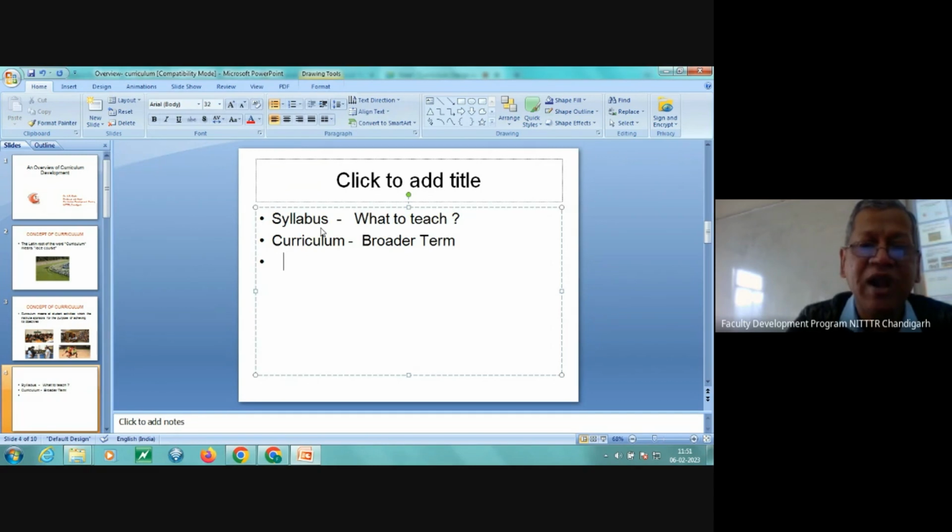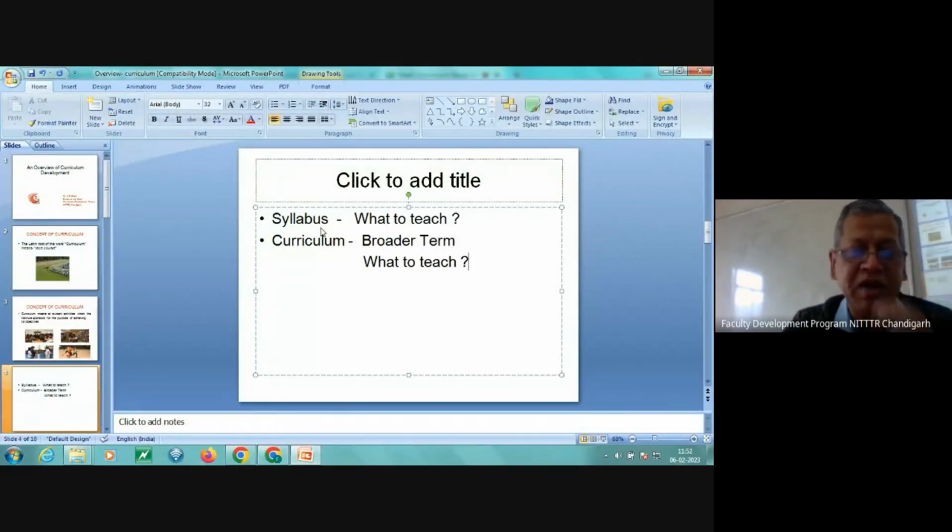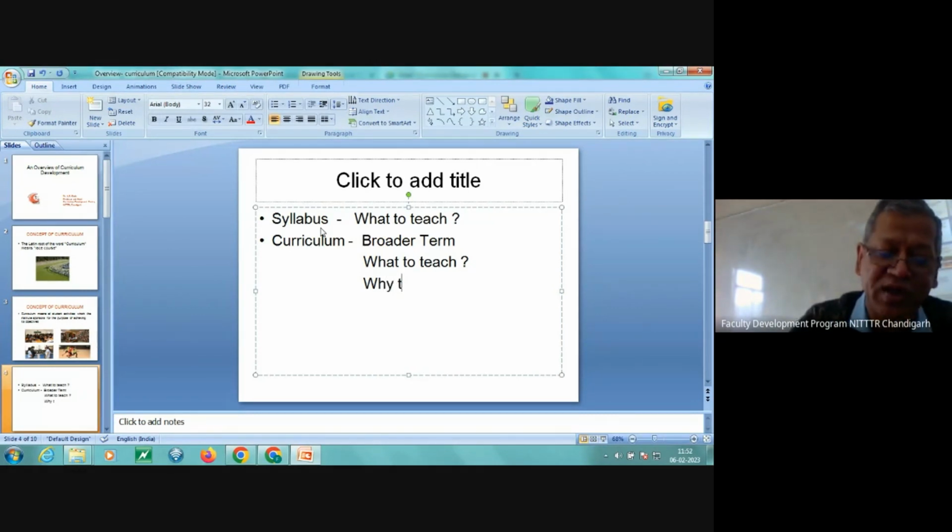So curriculum will also cover what to teach, because the syllabus is contained in the curriculum. But in addition to that, my friends, there are some additional things which curriculum is covering. What are those things? Why to teach? Why to teach?